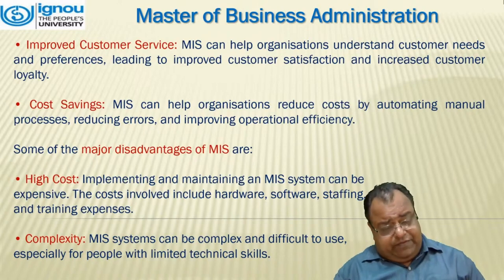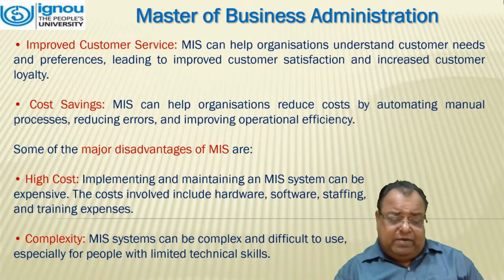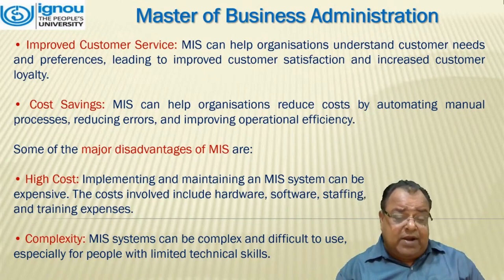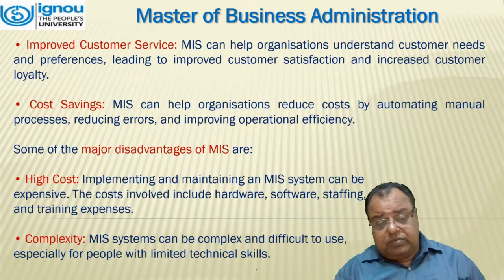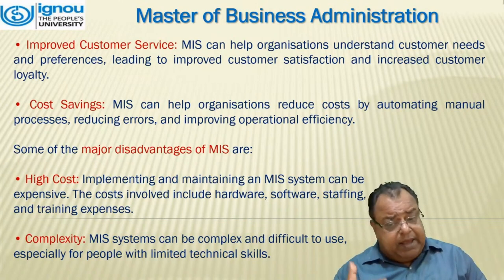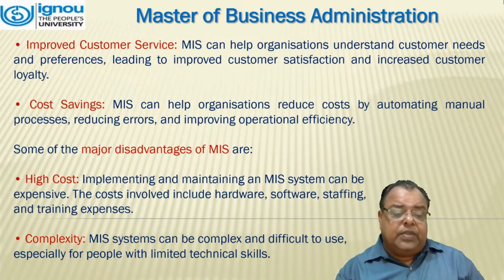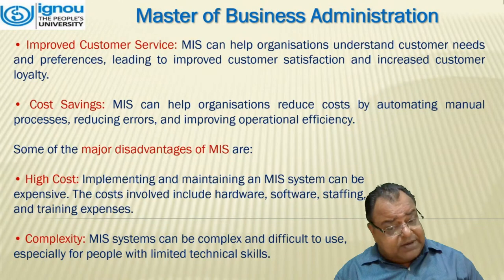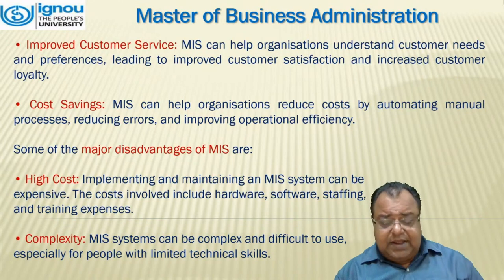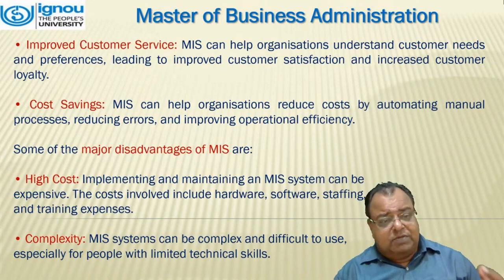Another thing is that if MIS has advantages, on the other hand, it will have some major disadvantages also. High cost. Implementing and maintaining an MIS system can be expensive. The total cost involved includes hardware, software, staffing, and training expenses. Complexity. MIS systems can be complex and difficult to use, especially for people with limited technical skills. That means workers on MIS have to be computer literate.